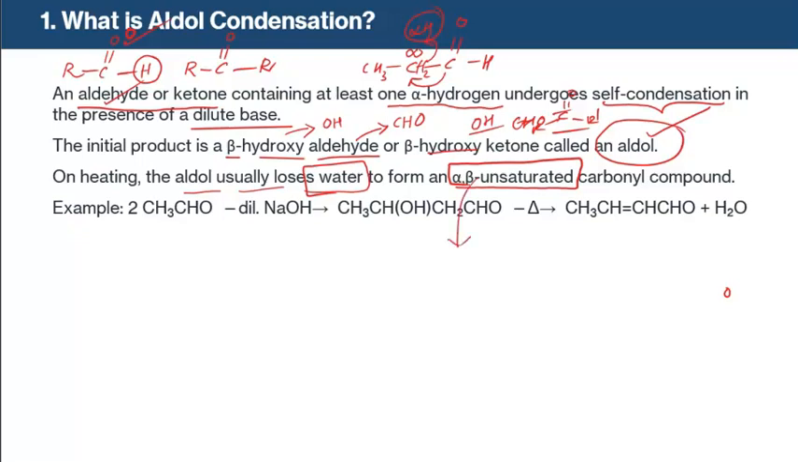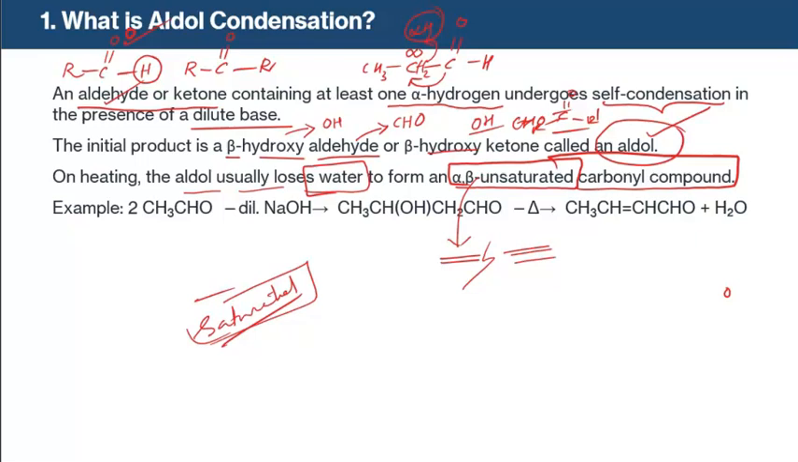Alpha beta unsaturated means there is a double bond or a triple bond. These compounds are unsaturated compounds. If it is a single bond compound, that is a saturated one. Just understand the topics clearly. The alpha beta unsaturated carbonyl compound is the final product. Here, I'll give an example, which we will discuss very clearly and in detail through our class.